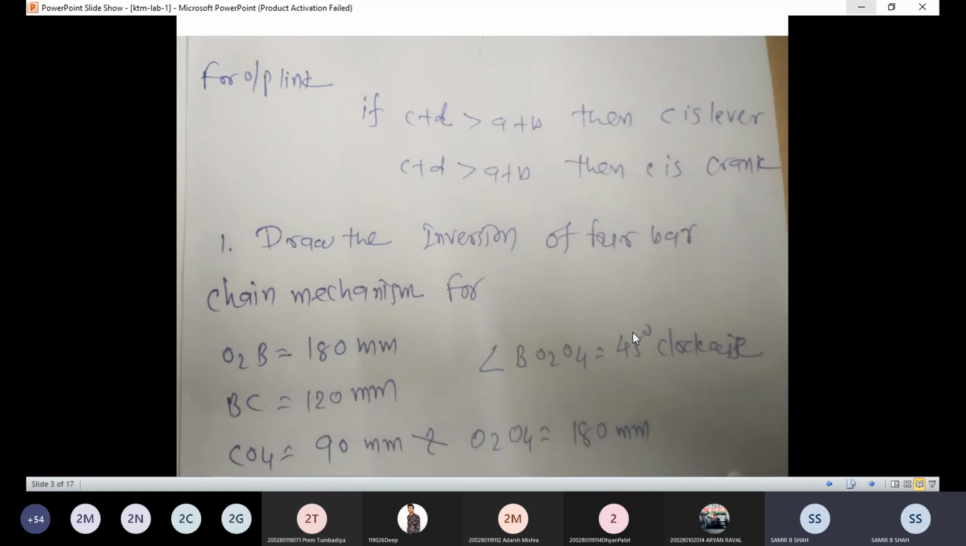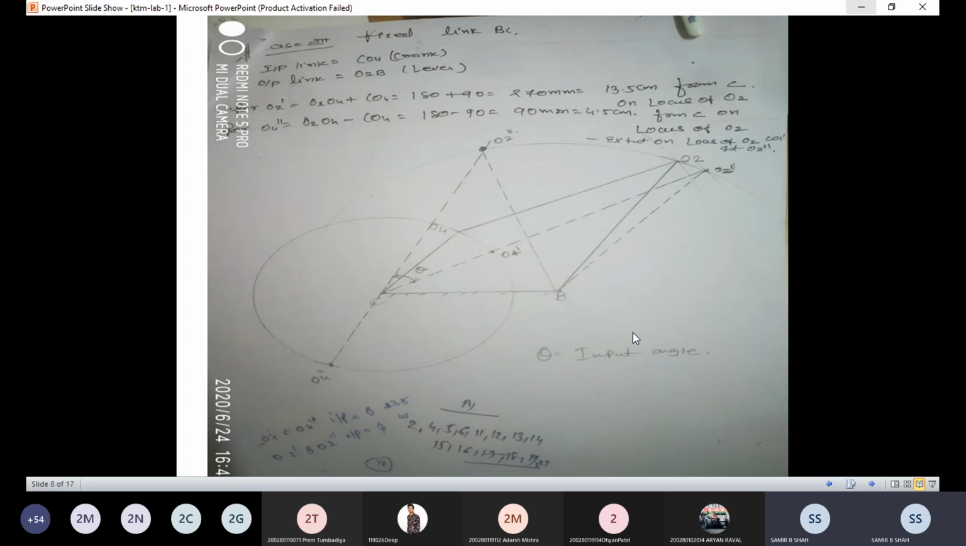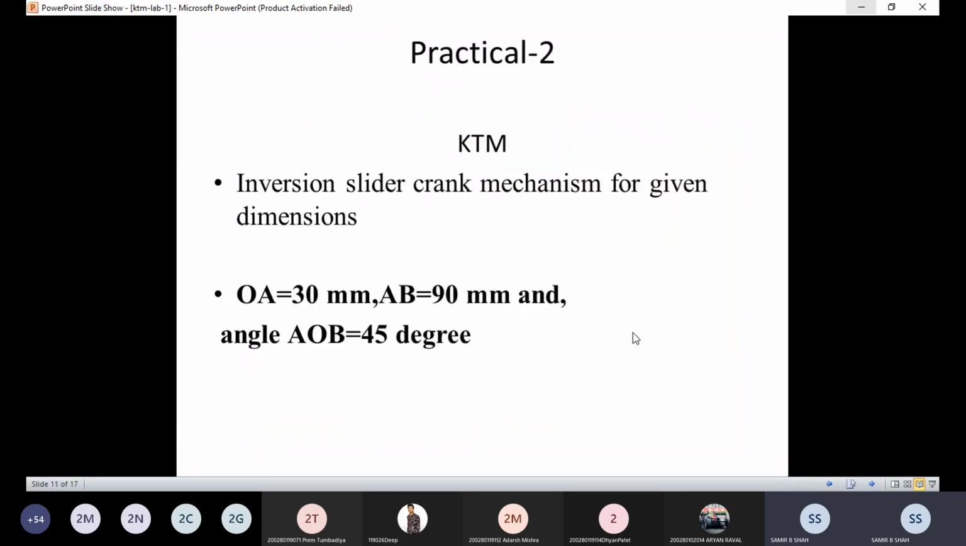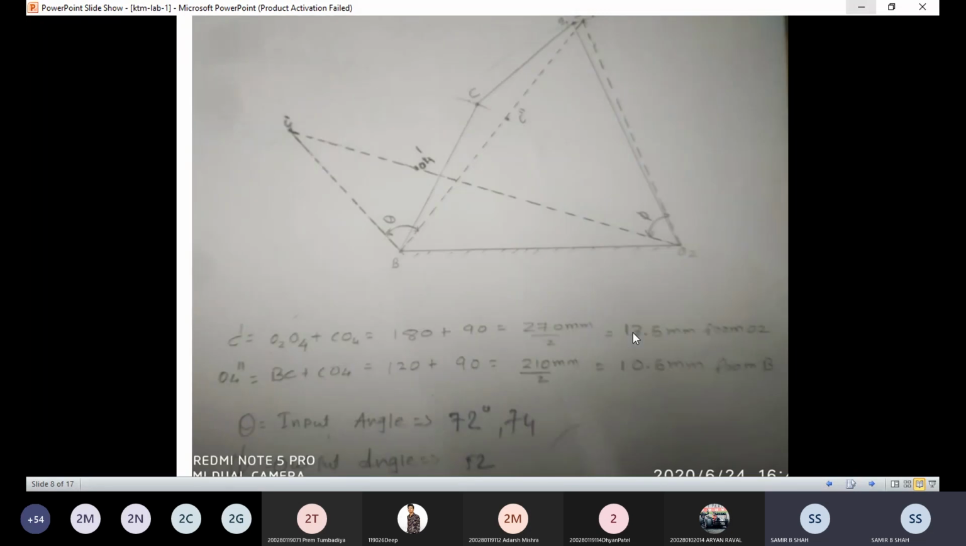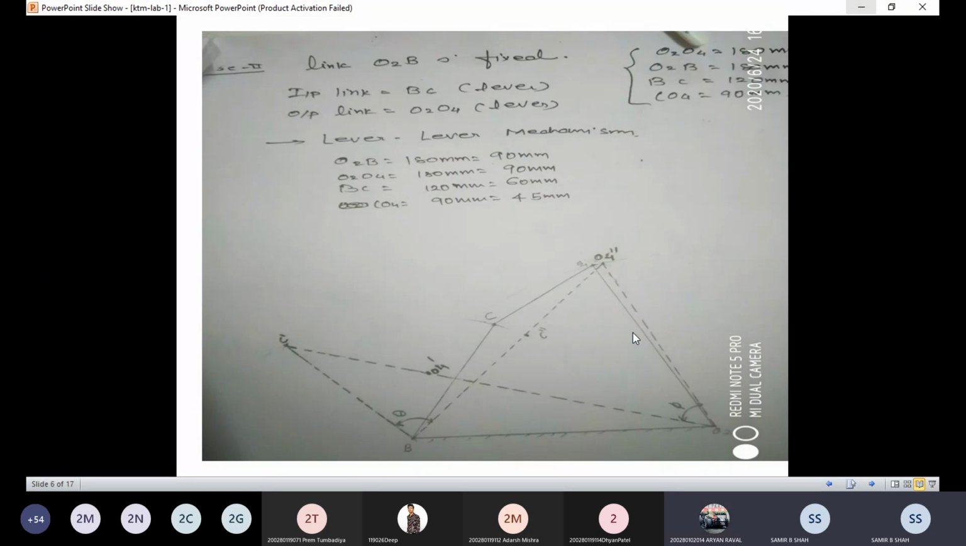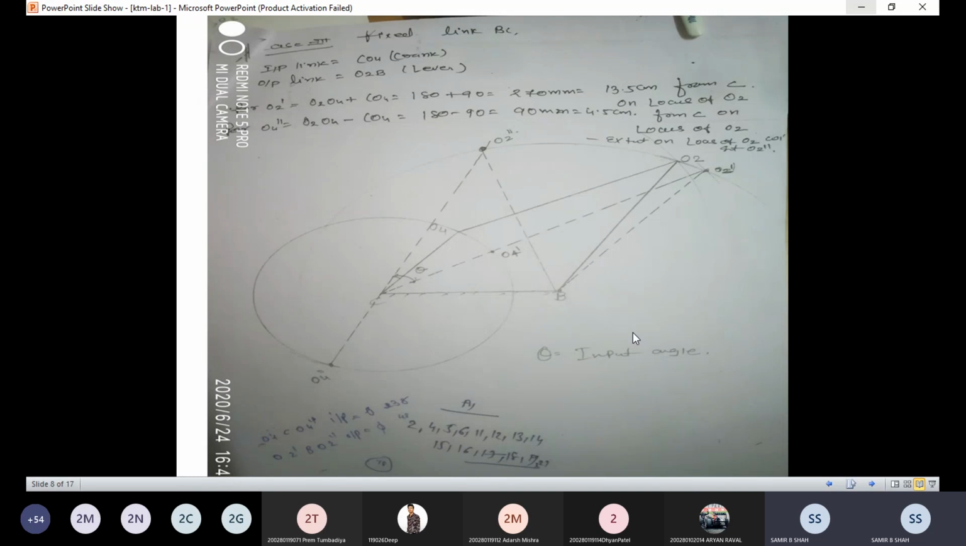Previously, in the previous lecture, we discussed case 1, case 2, case 3, and case 4. From these four cases, three cases are already completed. Now we have to talk about this case 4.